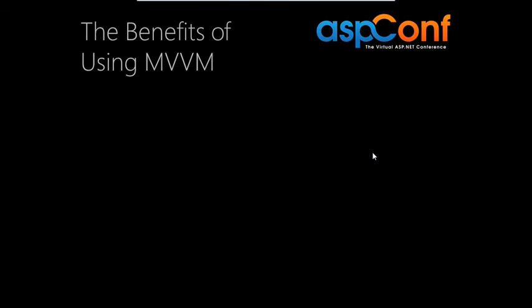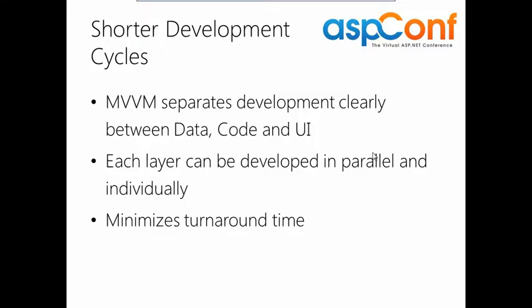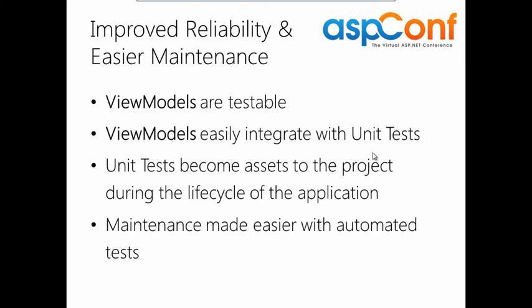All right, so what are the benefits of MVVM? Some of the benefits are you can have a shorter development cycle. MVVM very clearly separates your data, your code, and your UI. It's one of the harshest delineations in any of the platforms. I mean, it's very clear. So each layer can be developed in parallel and individually, and it also minimizes the turnaround time for your application when you can all work simultaneously like that.